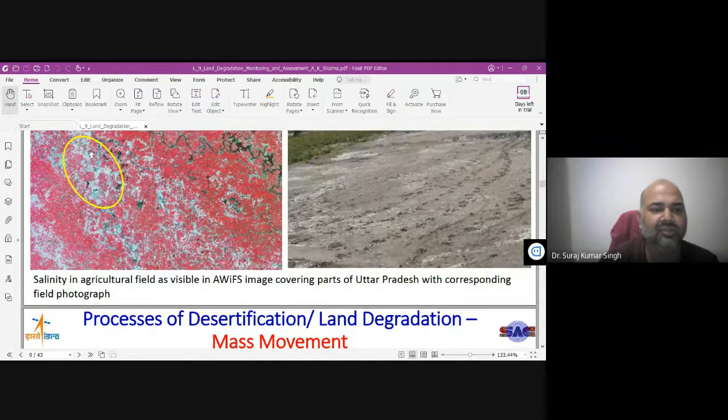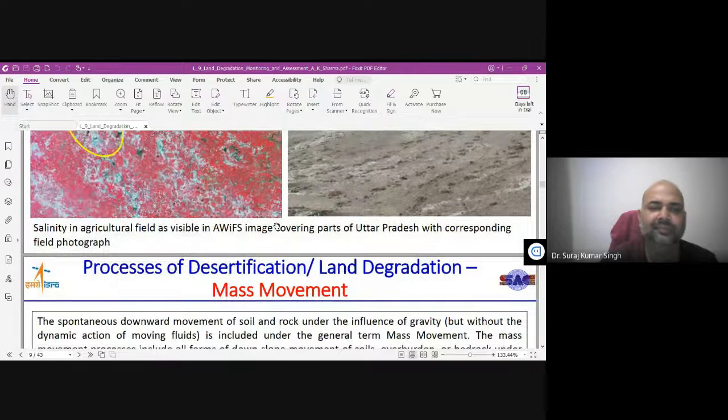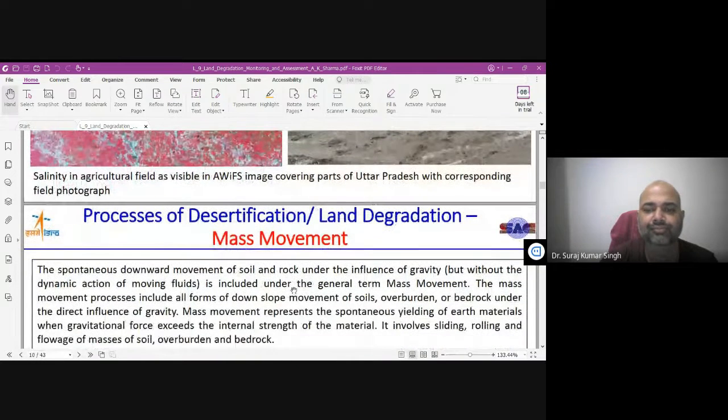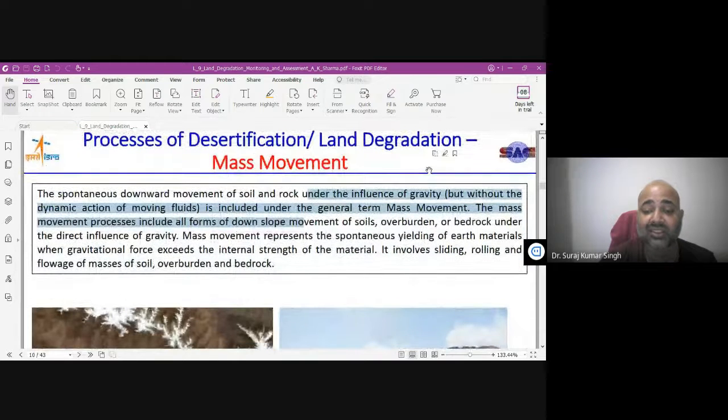So if you see such kind of brightness or image tone texture in your image, you can directly come to a conclusion that it can be a salt affected land. And the next one is mass movement. Nowadays it is very popular, mass movement, Kedarnath, then you have got the Uttarakhand flood.